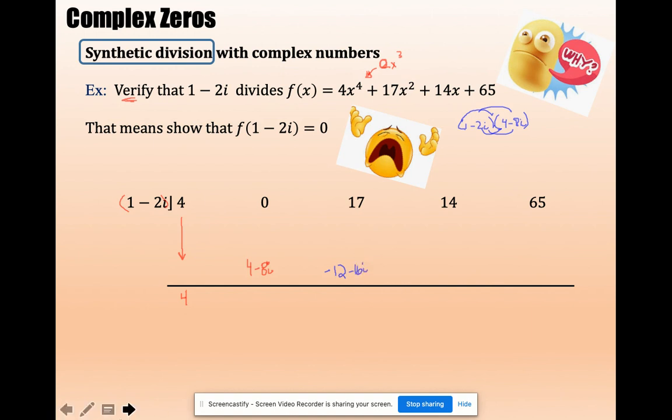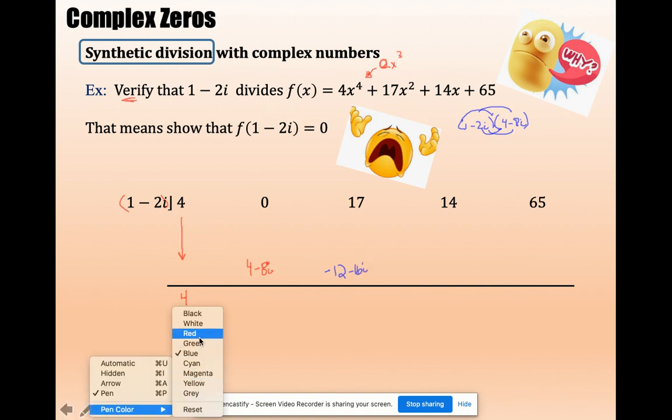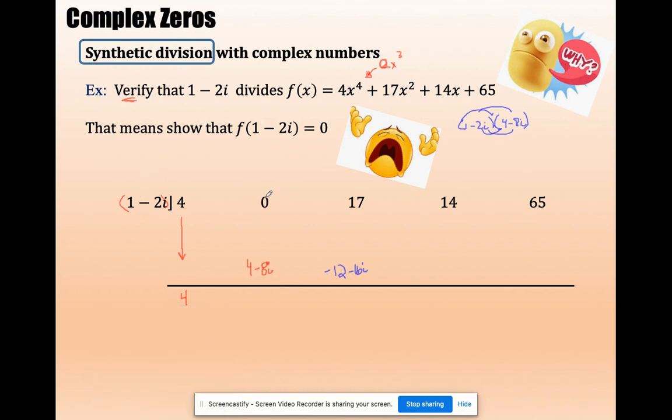Now I forgot to write something down here. Sorry. Got kind of ahead of myself. I had to add these together. 0 and 4 minus 8i is 4 minus 8i. And that's what I had to multiply by. 1 minus 2i times 4 minus 8i. And that's what I did up here. And I got negative 12 minus 16i. And now I have to add, right? This is really plus 0i, right? That's what I mean about a real number is actually a complex number. So 17 and negative 12 is 5. 0i and negative 16i is negative 16i.